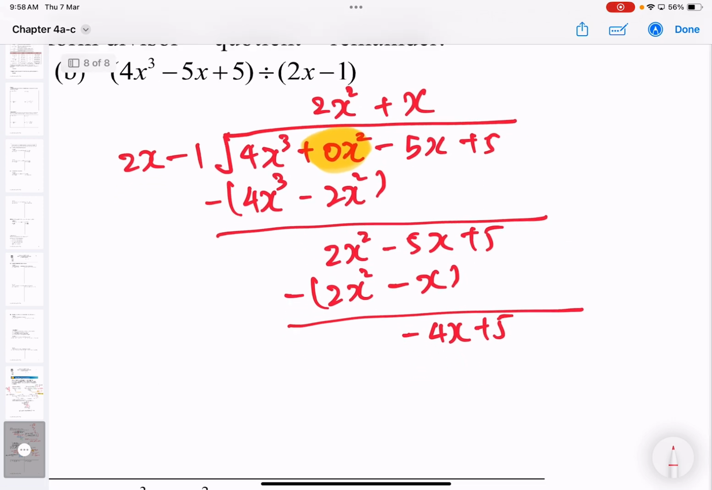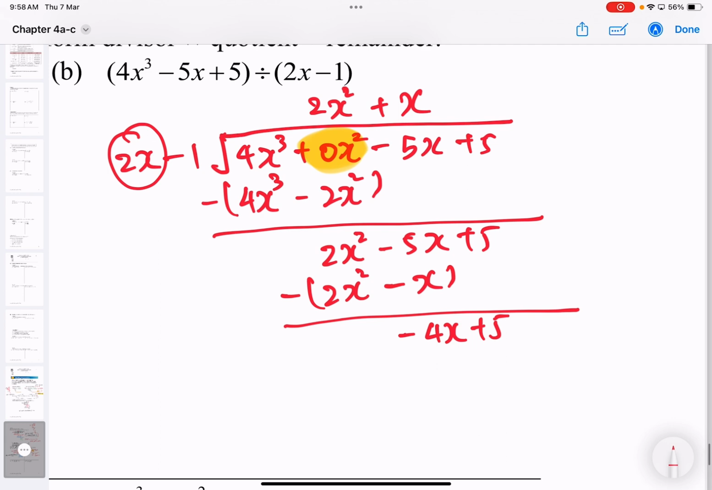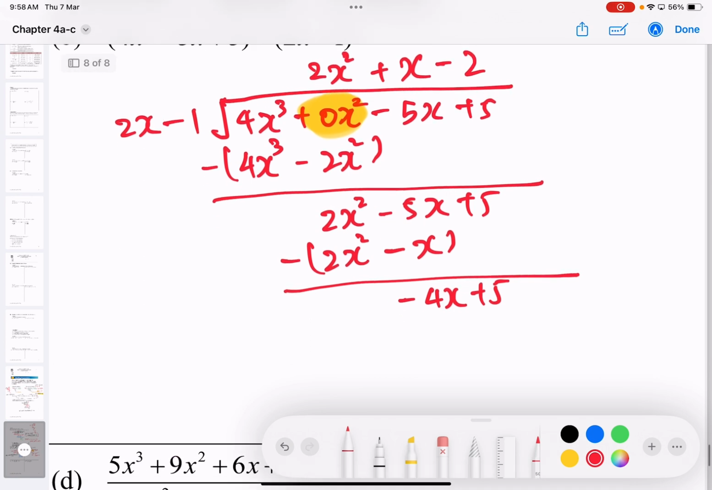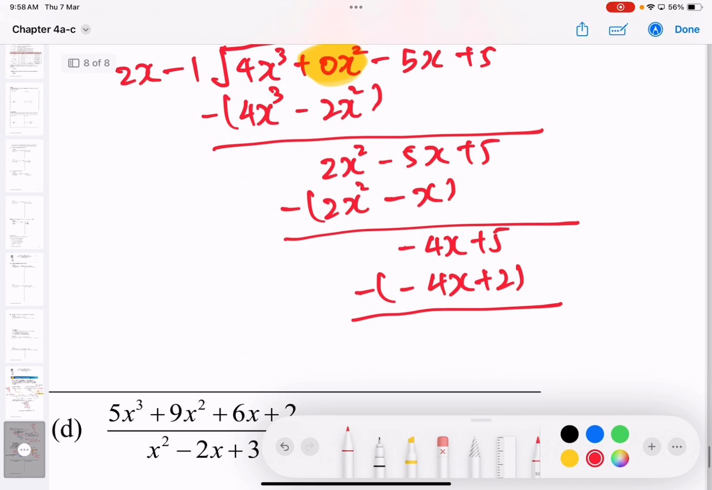Then one more step to go. I have a 2 here. I want to get -4, so I'm going to multiply by -2. So over here will be -2. If you multiply by -2, you're going to get -4x. -2 times -1 gives me positive 2. So you're going to minus it off. The last one, -4 minus 4, of course, gives me 0. 5 minus 2 gives me 3.